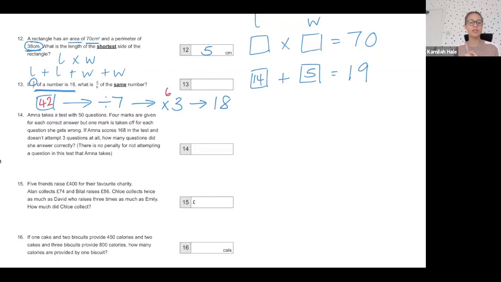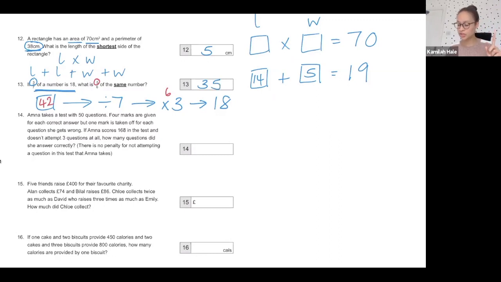Now we need to think about the second part, which was what is 5/6 of the same number? Now I bet you that some of the kids in this exam wrote 42 as their final answer and forgot to do the second part, so don't be that kid. Yeah, so 42 divided by 6 is 7, times by the numerator 5, which gives you 35. So our final answer is 35.